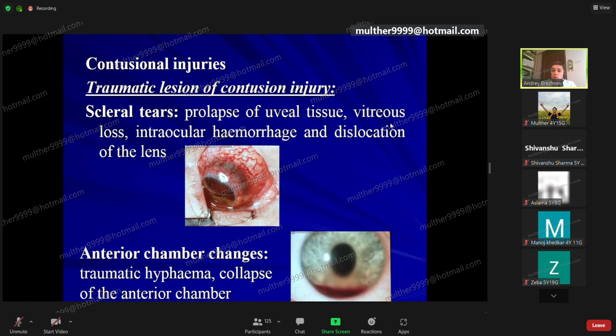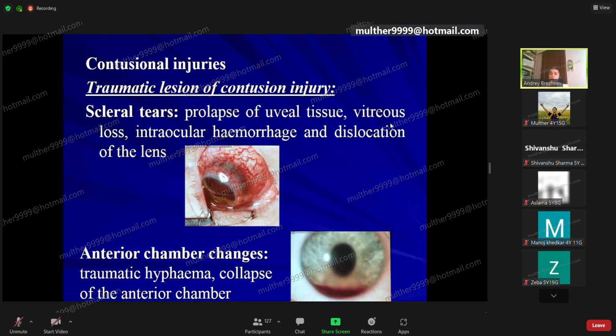So that's all about the contusions which cause the damage of the superficial structures. What about the inner structures or spaces inside the eyeball during the trauma? Let's have a look at the anterior chamber. Anterior chamber, it's a space between the posterior surface of the cornea and anterior surface of the iris.